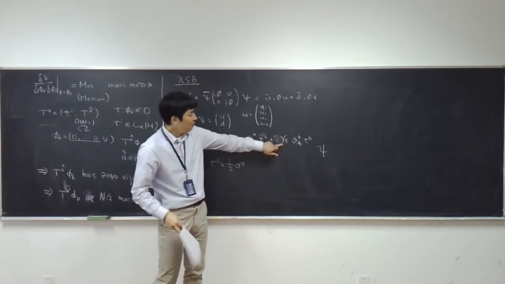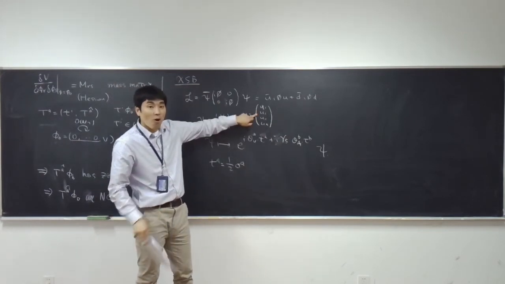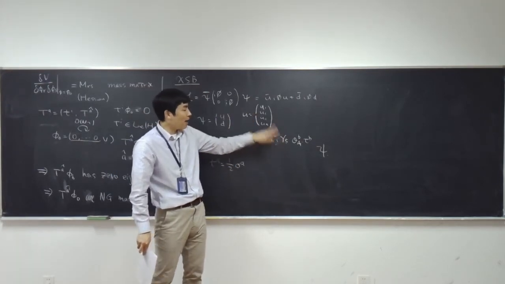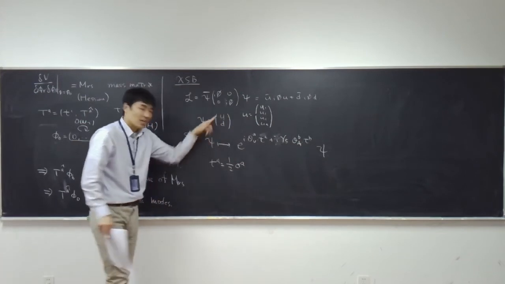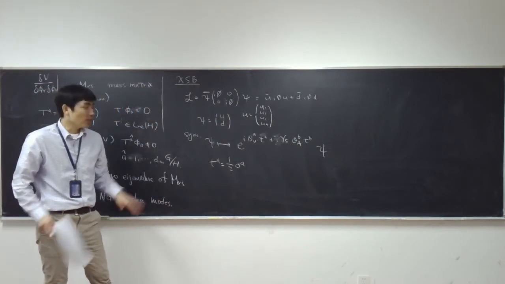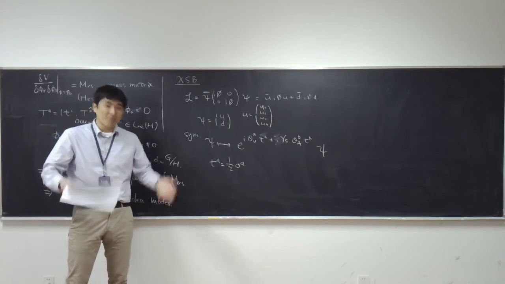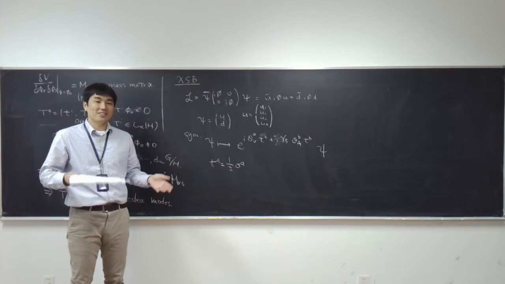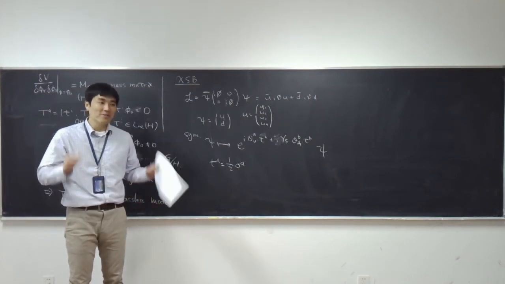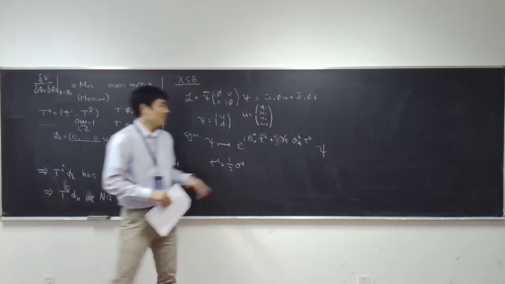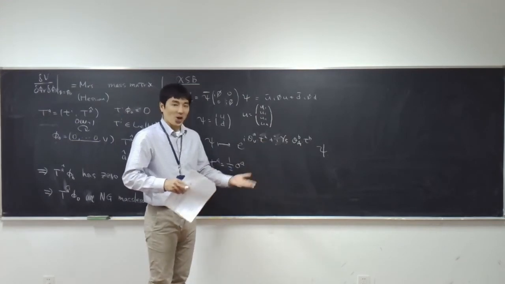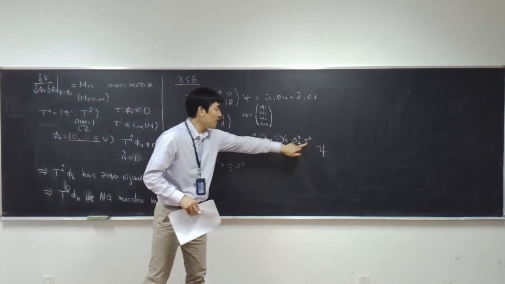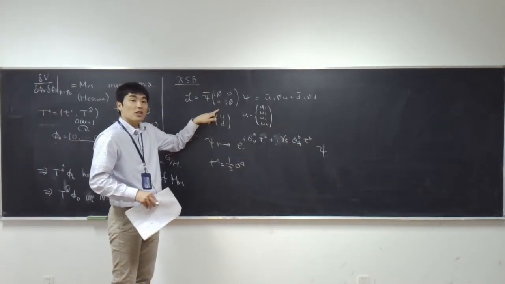This gamma 5 really acts on these spinor indices, okay. So you have to be careful how this gamma 5 and T^A act on this field. Next time I'm going to talk about the standard model, and the standard model is really complicated. So you have to be really, really careful which indices this matrix acts on. This gamma 5 acts on the spinor indices, whereas this T acts on these two quarks, okay.